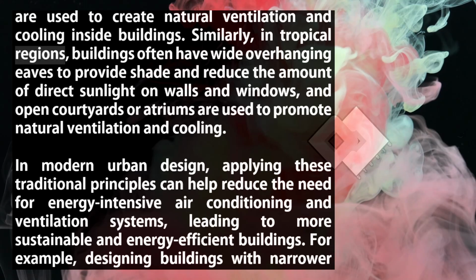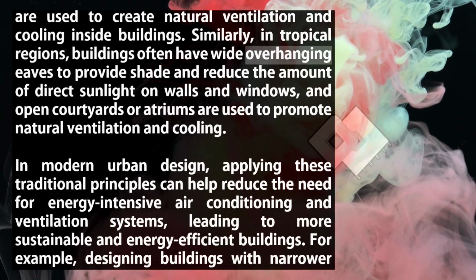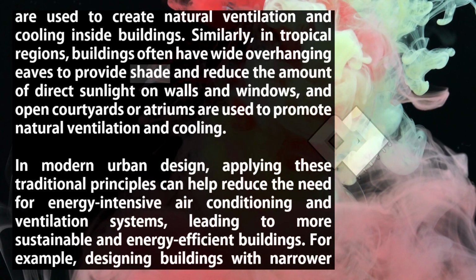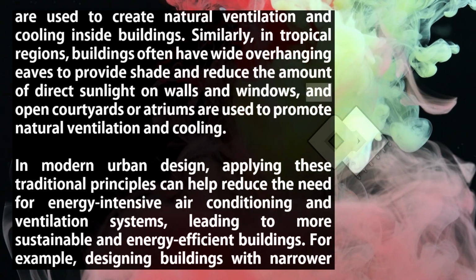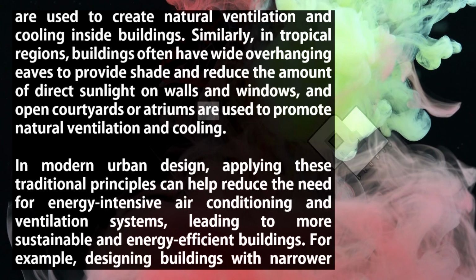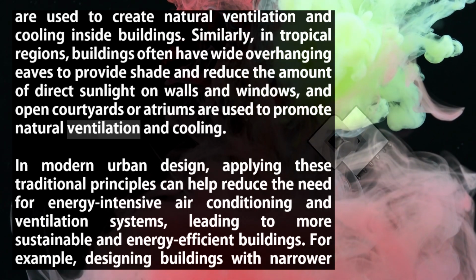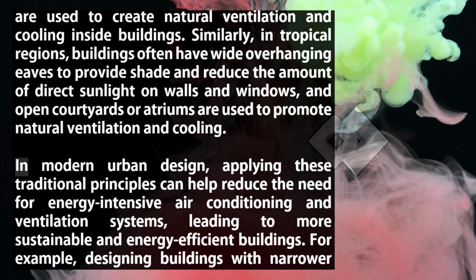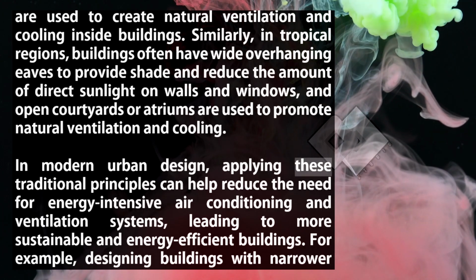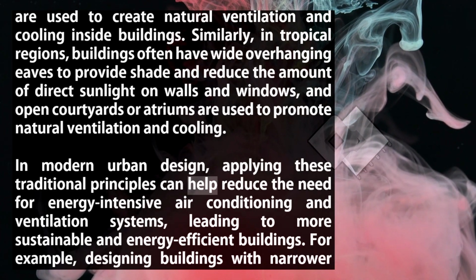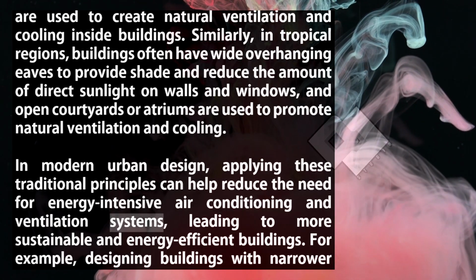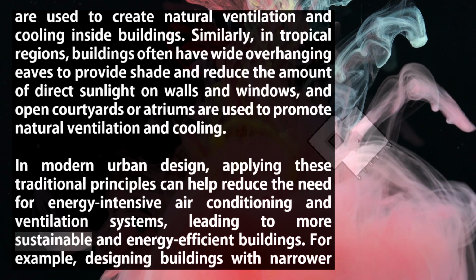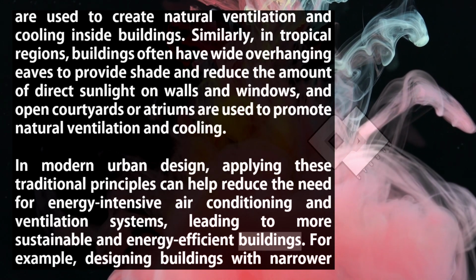Similarly, in tropical regions, buildings often have wide overhanging eaves to provide shade and reduce the amount of direct sunlight on walls and windows, and open courtyards or atriums are used to promote natural ventilation and cooling. In modern urban design, applying these traditional principles can help reduce the need for energy-intensive air conditioning and ventilation systems, leading to more sustainable and energy-efficient buildings.